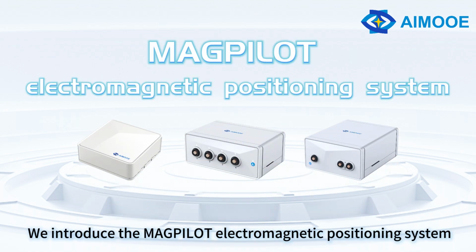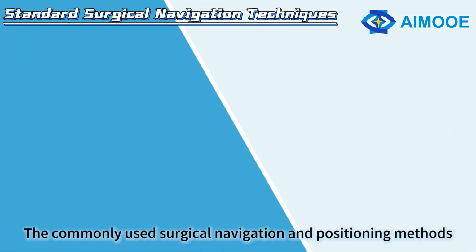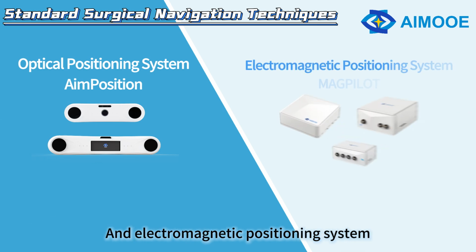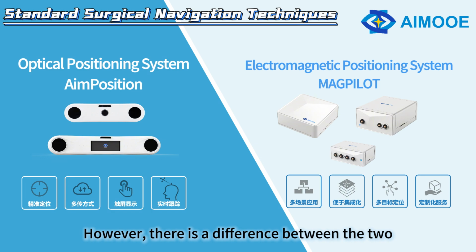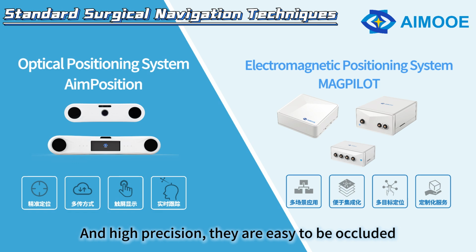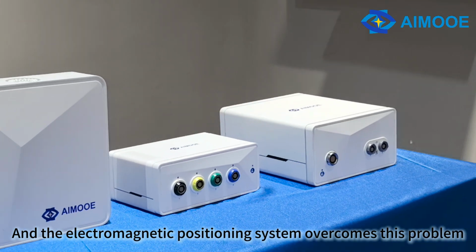In this issue, we introduce the MagPilot electromagnetic positioning system. As we all know, the commonly used surgical navigation and positioning methods include the optical positioning system and the electromagnetic positioning system. However, there is a difference between the two. Although optical systems have a wide positioning range and high precision, they are easy to occlude, and the electromagnetic positioning system overcomes this problem.